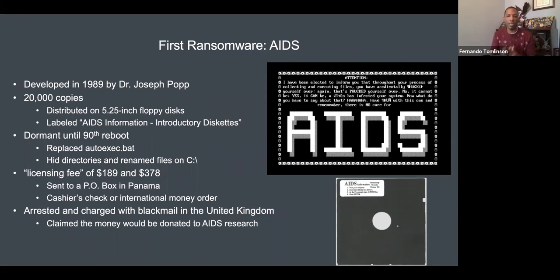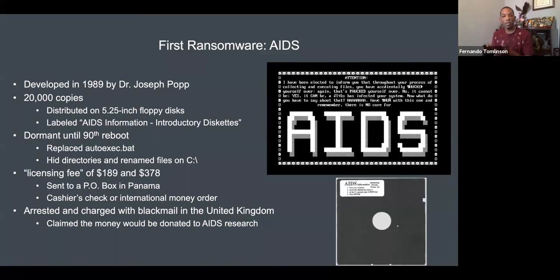misleading people into thinking that what he was presenting was truly what it was, and it turned out to be something else. And what that was, talking about the AIDS pandemic, there were about 20,000 copies of a floppy disk that contained a survey talking about information about AIDS and what have you. Now, upon the 90th reboot with this floppy drive, it then replaced the autoexec.bat.